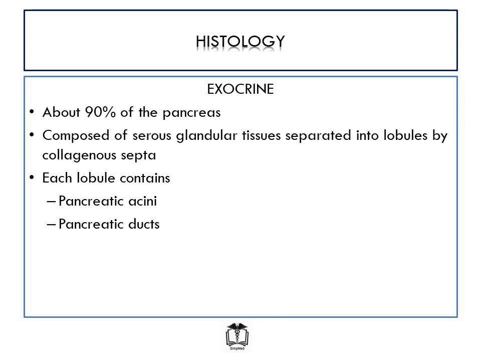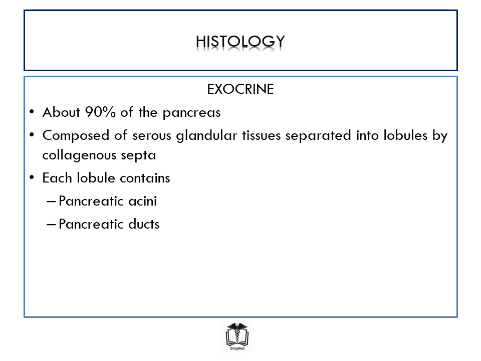The exocrine portion of the pancreas forms about 90% of the pancreas. It is composed of serous glandular tissues that are separated into lobules, and this is done by the presence of the connective tissues I showed in the previous slide. Collagenous septa separate each of the glands from each other.